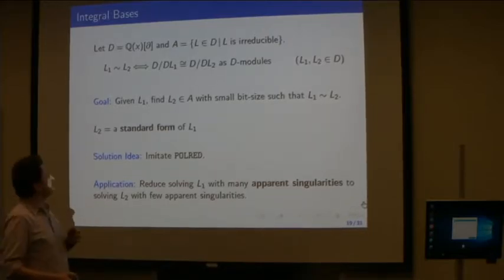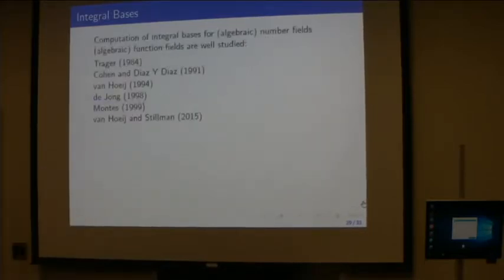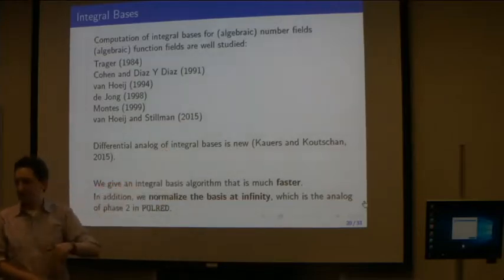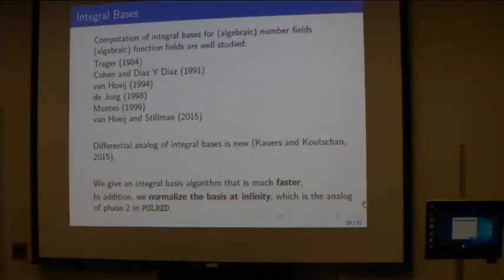Computation of integral bases for algebraic number fields and function fields is well studied by Trager, Cohen, Diaz, Van Hoeij, De Jong, Mones, and Stillman. But the differential analog is new, and it was given by Manuel Kauers and Christoph Koutschan in 2015. Now we give an integral basis algorithm which is faster than the algorithm given in 2015.